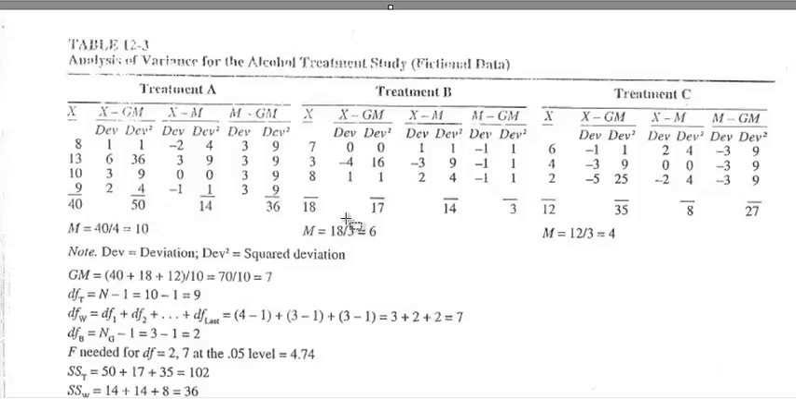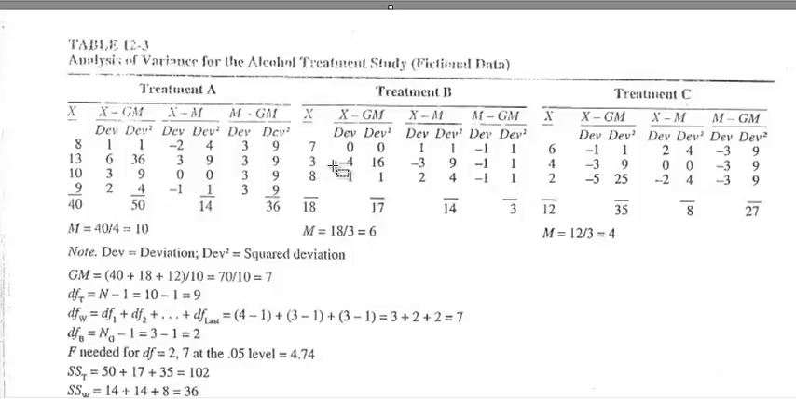We do the same thing for the subjects that are in treatment B and treatment C. Again, first of all, we're focusing on the difference between the observed scores and the grand mean. So the grand mean was 7. So for this first subject in treatment B, we take their observed score of 7 minus the grand mean of 7, and that gives us a deviation of 0.